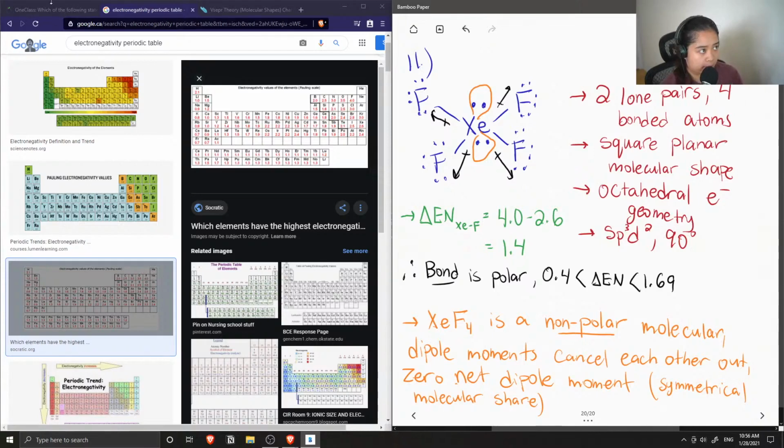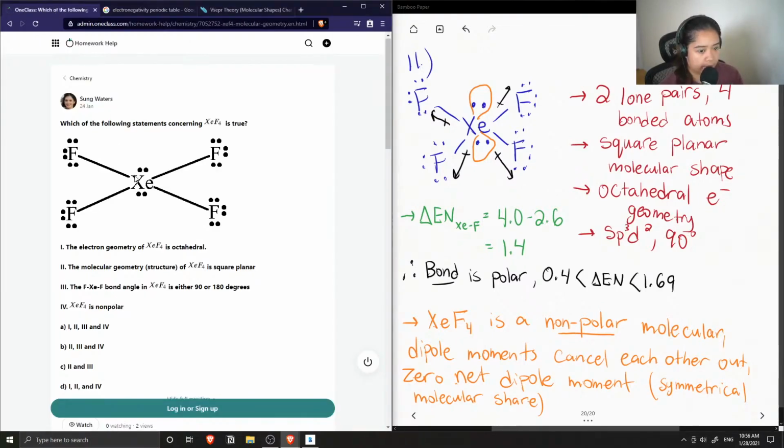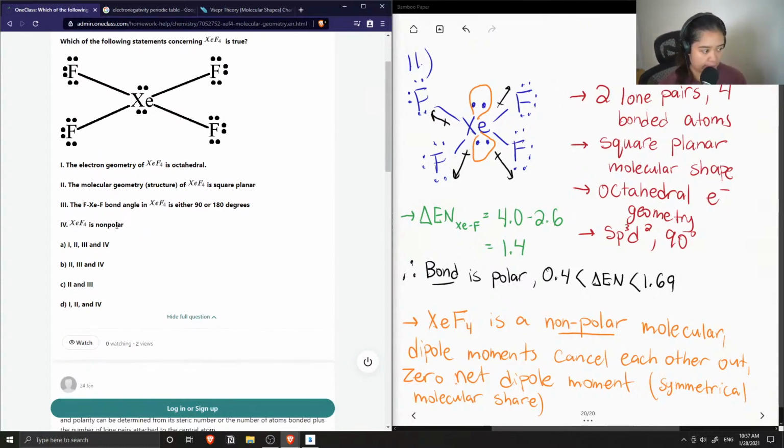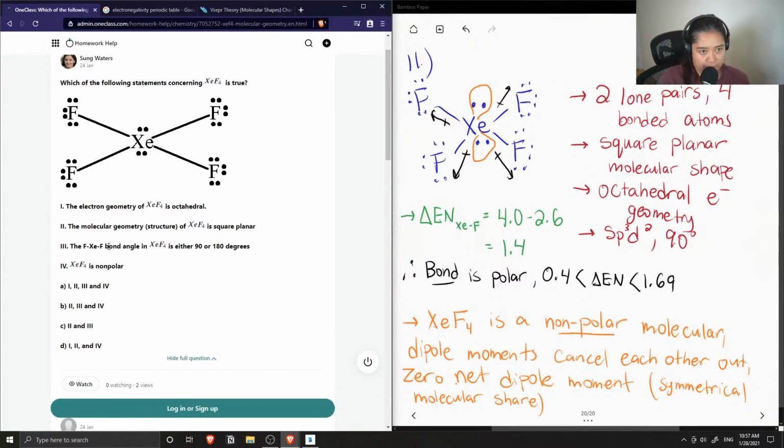Okay, so now let's see what the junior tutor said. Well, first we had to look at these different statements. Electron geometry is octahedral, so that's correct. Molecular geometry is square planar, which is correct. The bond angle is 90 degrees, so I guess that's correct, because I said either or. And then finally, it is nonpolar. So that is correct as well. So it's option A.